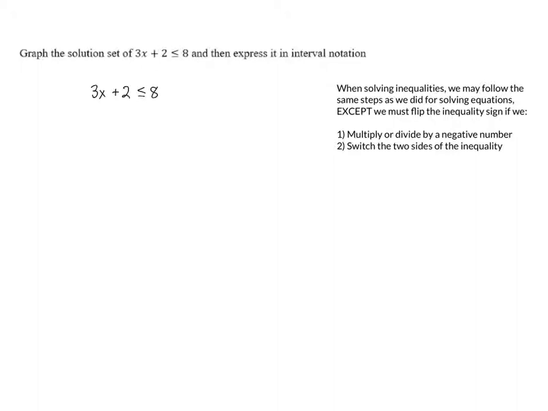Just like when we were solving an equation and we wanted to get x alone, the same is true when we're solving an inequality. And we're going to follow the same steps. To get the x alone, we need to get rid of that 2, and we can do that by subtracting 2 from both sides. That leaves us with 3x on the left, and this is less than or equal to 6, because 8 minus 2 is 6.